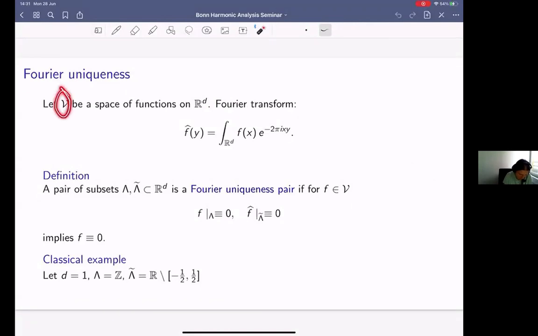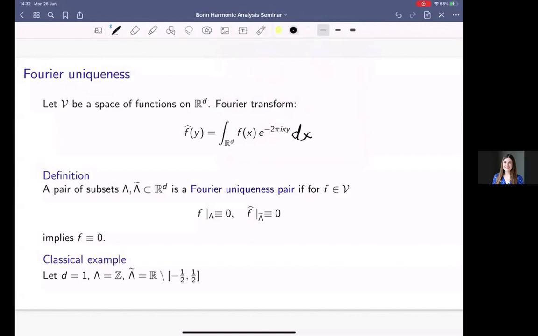And so let V be a space of functions, and we want this space to be big enough in order to be interesting. For example, this could be the space of Schwartz functions, or the space of Sobolev functions, or some other spaces we will speak about later. What is important for us is that on this space, we are able to compute the Fourier transform. And so we define the Fourier transform in this way. Here there is a small typo. Of course, we should integrate with respect to the variable x.